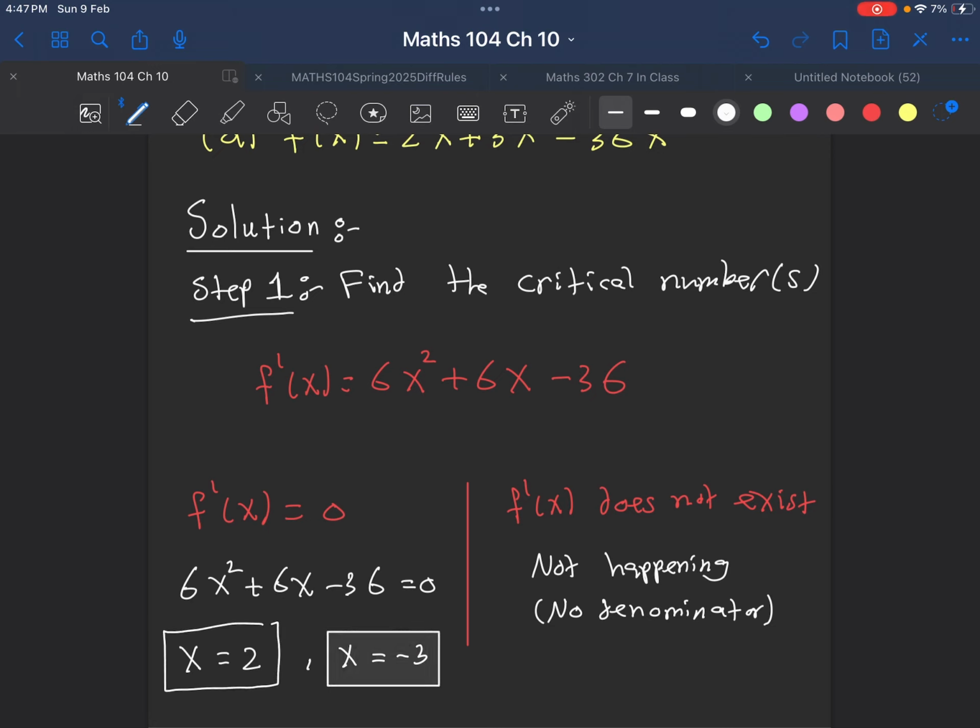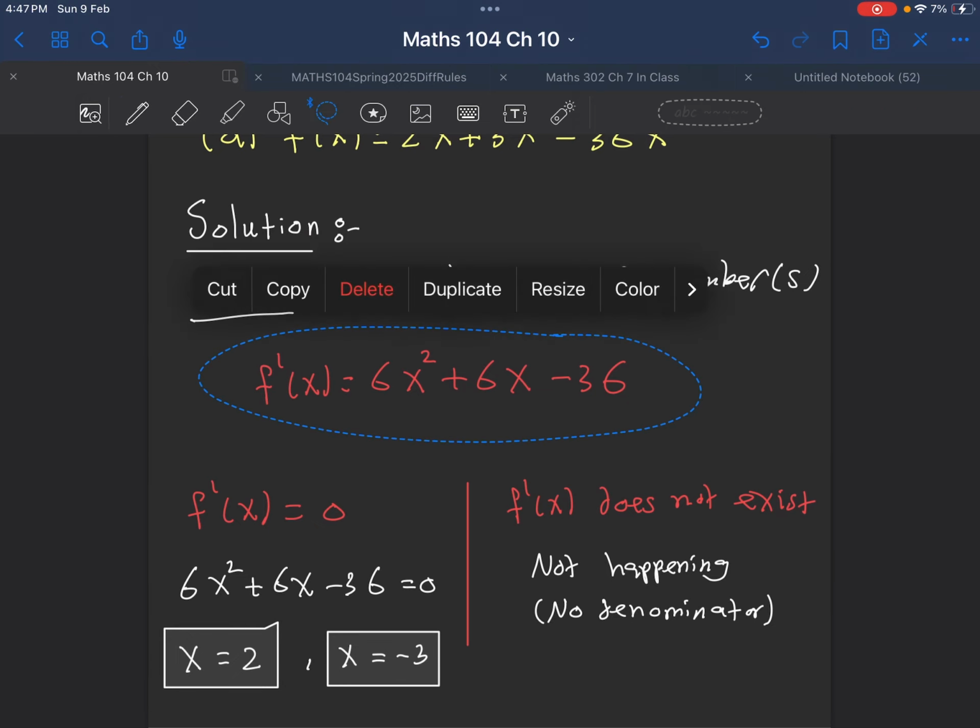The next step is we need to write those two numbers on the number line. So just let me keep the derivative. I will need this derivative. It will stay with me. So step 2.